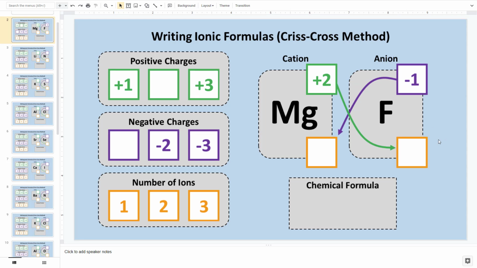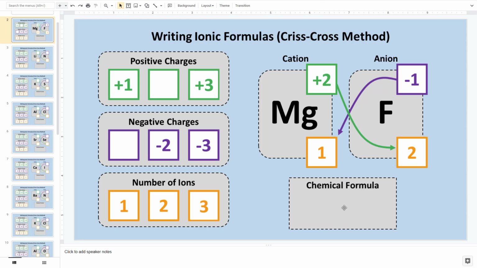Okay, good. Now that we have our charges, we're going to crisscross their absolute values over to the other side. So that means that we will have 1 for the magnesium ion, and we're going to have 2 for the fluoride ion. And that makes sense because you're going to have a magnesium that's +2, and you're going to need 2 fluoride ions that are -1 to balance out the charge and make it a neutral compound.